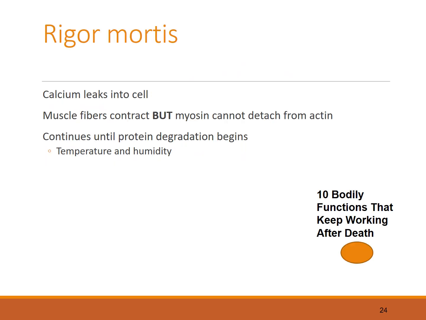Rigor mortis. When someone dies, the regulation of calcium ions stops. Calcium ions leak into the cell. This causes the muscle fibers to contract. When the cell is depleted of energy, ATP, the myosin cannot detach from the actin. This causes rigor mortis, or stiffness of death. Rigor mortis continues until protein degradation begins. The time of rigor mortis is affected by temperature and humidity.